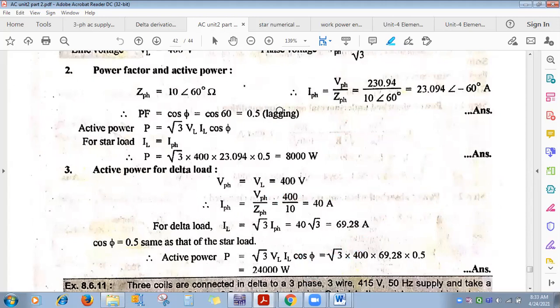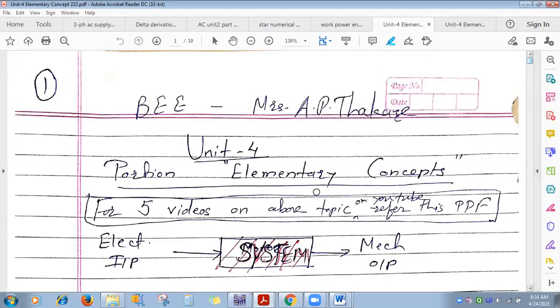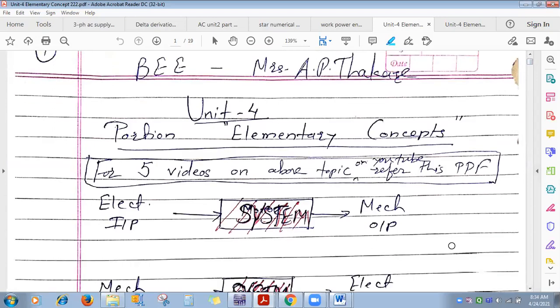Any difficulty? This is over. Star delta is over here. Whatever the material I forwarded to all of you, that one is enough. Okay. Last topic, work power energy. This one, work power energy, you already have studied its basics in 12th. And up till now, whatever we have covered, that is enough.